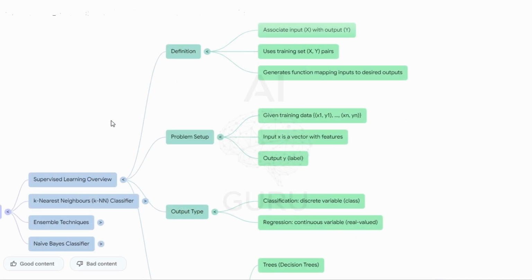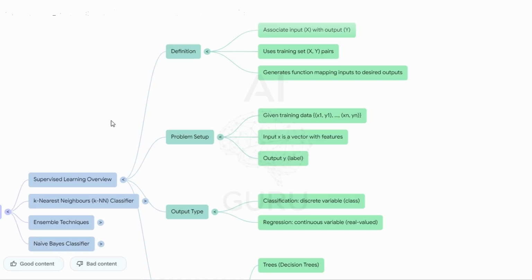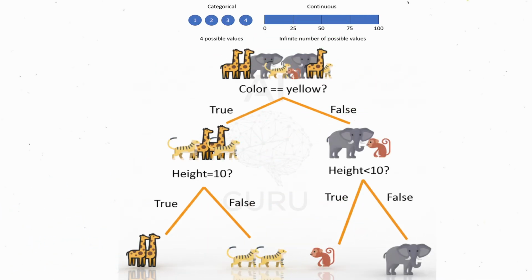Exactly. If that target output y is continuous, a real valued variable like predicting housing prices or maybe temperature, that's regression. But today, our focus is on the world where y is discrete. So if y falls into distinct categories like, is this email spam or not spam, or classifying an image as a cat or a dog, that's classification.